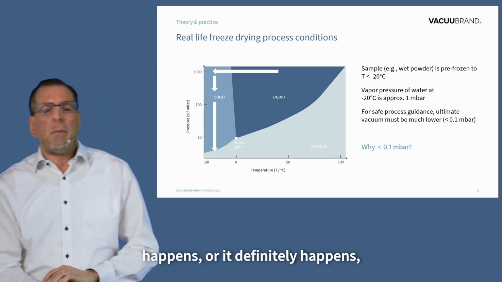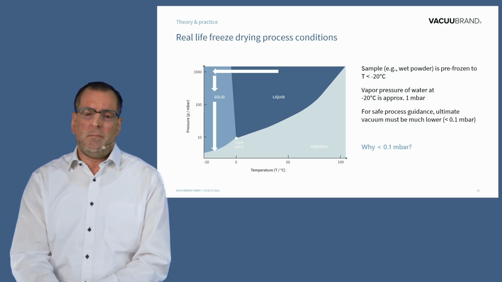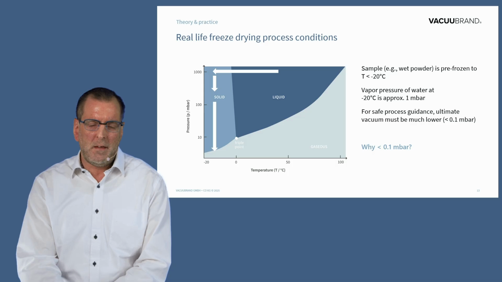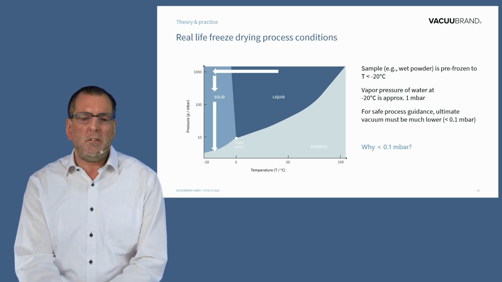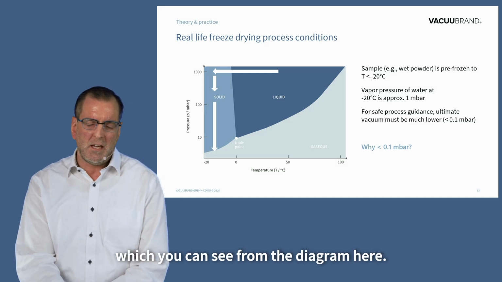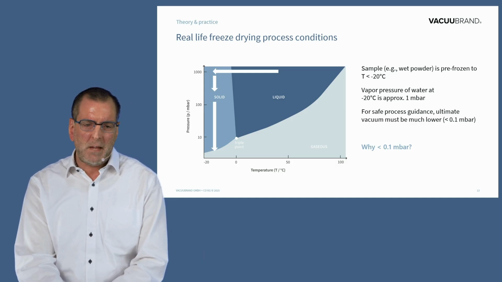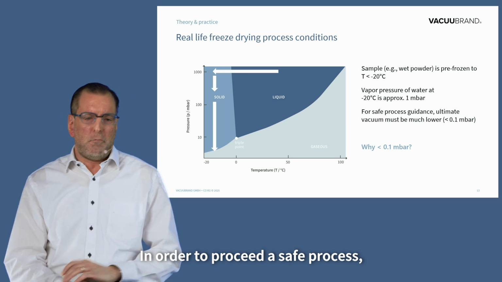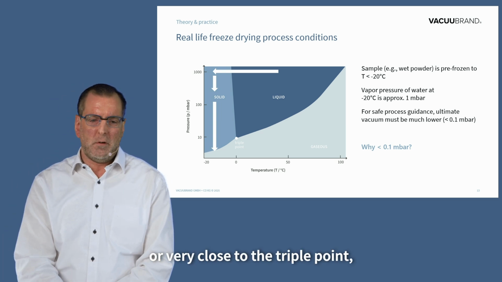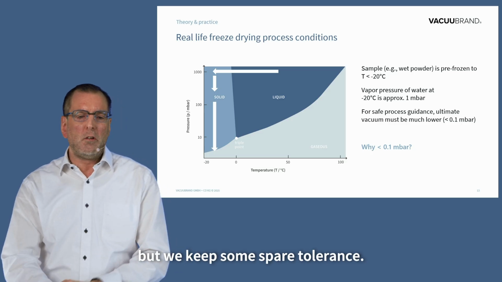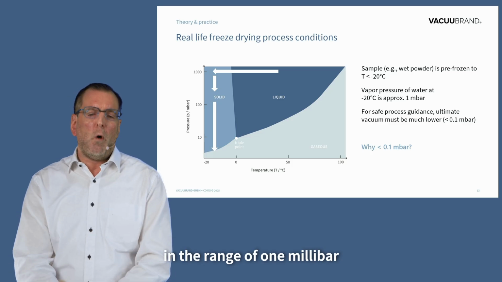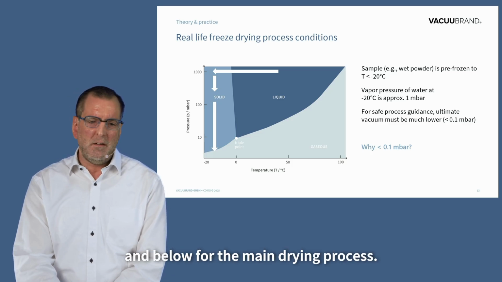Now normally this happens, or it definitely happens, at pressure levels below the triple point of water. Because at these pressures there is no more liquid phase possible, which you can see from the diagram here. In order to proceed a safe process, of course we will not work exactly or very close to the triple point, but we keep some spare tolerance. So we will work somewhere in the range of 1 millibar and below for the main drying process.